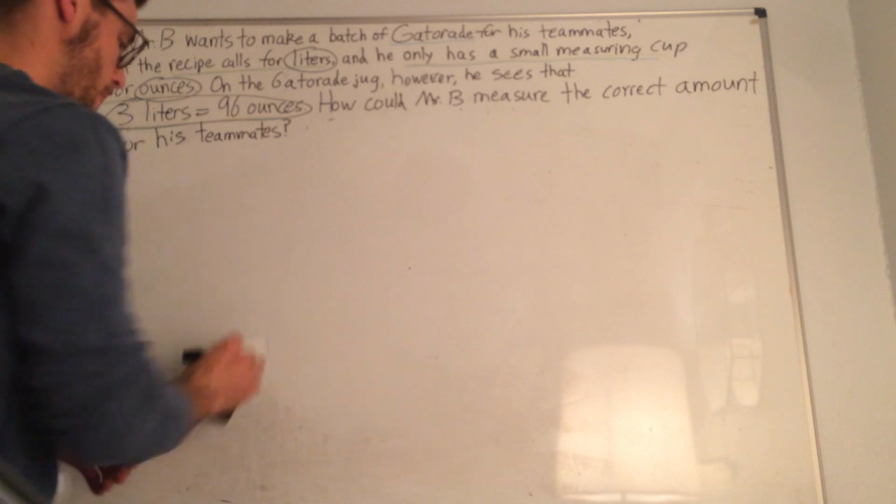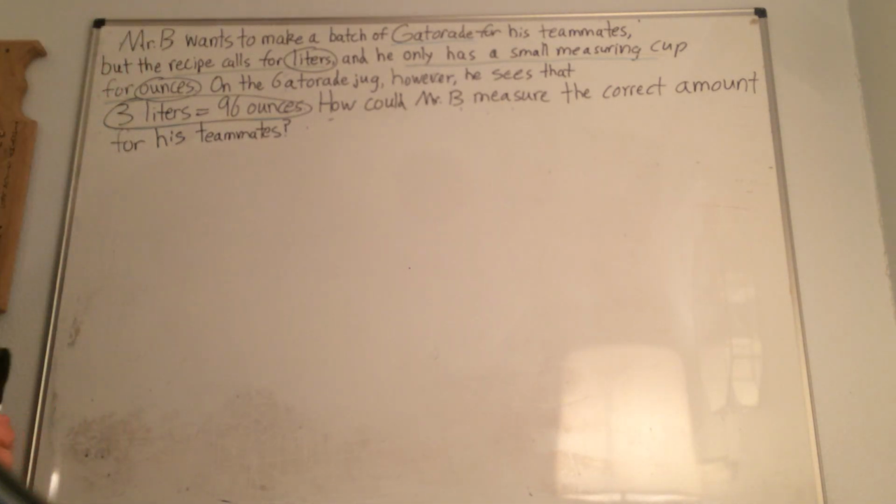So the word problem I've created reads like this. Mr. B wants to make a batch of Gatorade for his teammates, but the recipe calls for liters and he only has a small measuring cup for ounces. On the Gatorade jug, however, he sees that 3 liters equals 96 ounces. How could Mr. B measure the correct amount for his teammates?